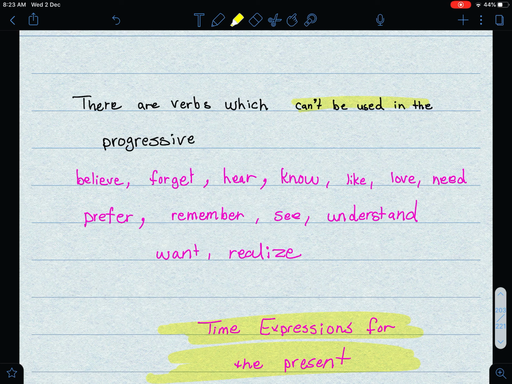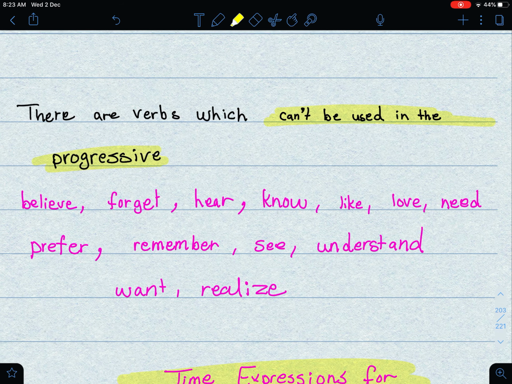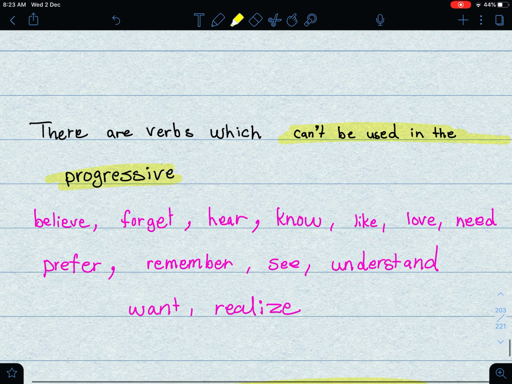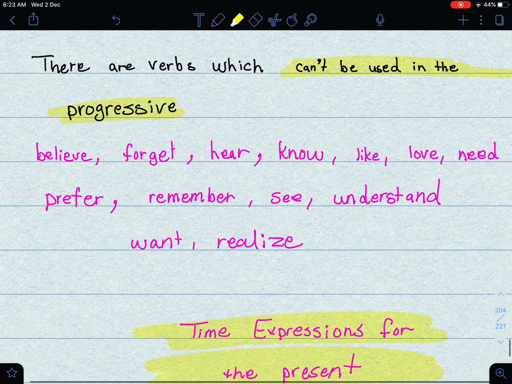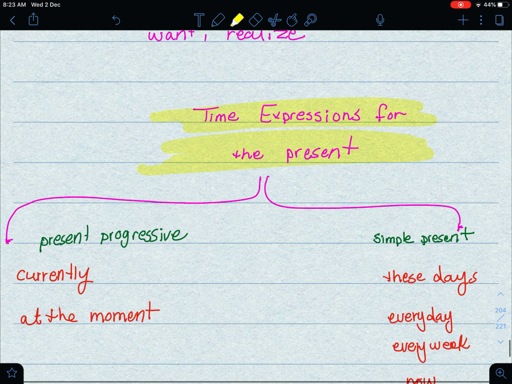Now there are some verbs which cannot, you should focus on that, cannot be used in the progressive. Yani I cannot say is forgetting, is hearing, is knowing, this is wrong, is liking, is loving, is needing, is preferring, is remembering, is seeing, is understanding, is or are wanting, or realizing, or believing. Anyways, I just want to draw your attention. So these verbs ما يجون مع the present progressive at all.